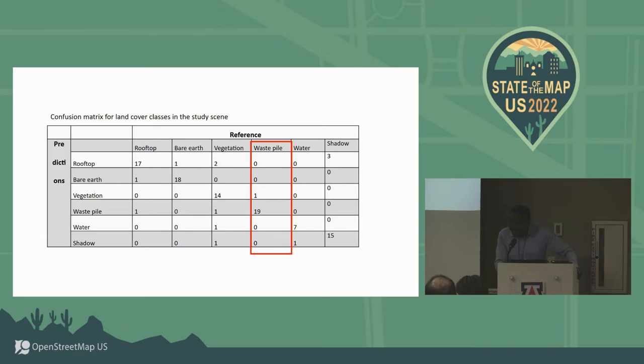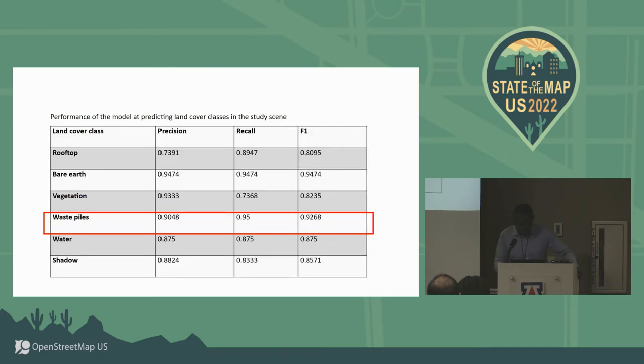As you can see there, we reserved 20% of the data for testing. Out of the 20 points that we had for waste piles, the model was able to identify 19 waste piles, and it only missed one. Of course, there is also some confusion, where things which are not waste piles were classified as waste piles. And in terms of the accuracy, those are the numbers. The performance is very good.